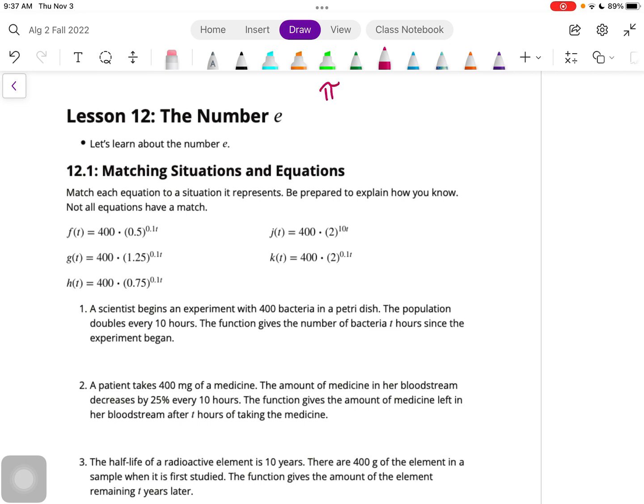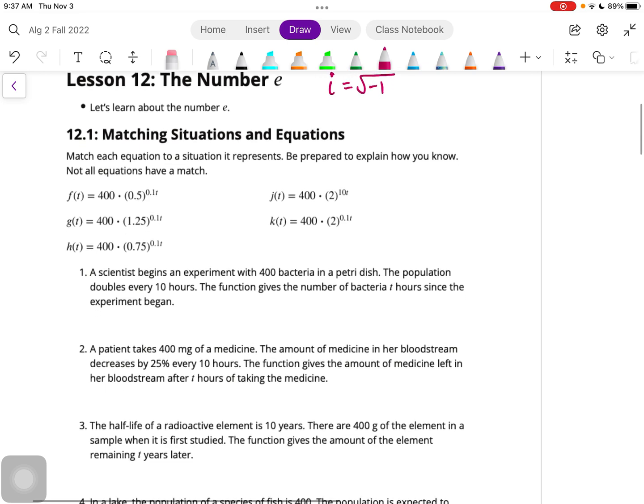We have the number pi, that's a letter, and that represents, well, I should say approximately 3.14, right? We've also talked about i, which is the square root of -1. So now we have E, and we're going to take a look at what is E and how can we use it. So we're taking a look at matching situations and equations.